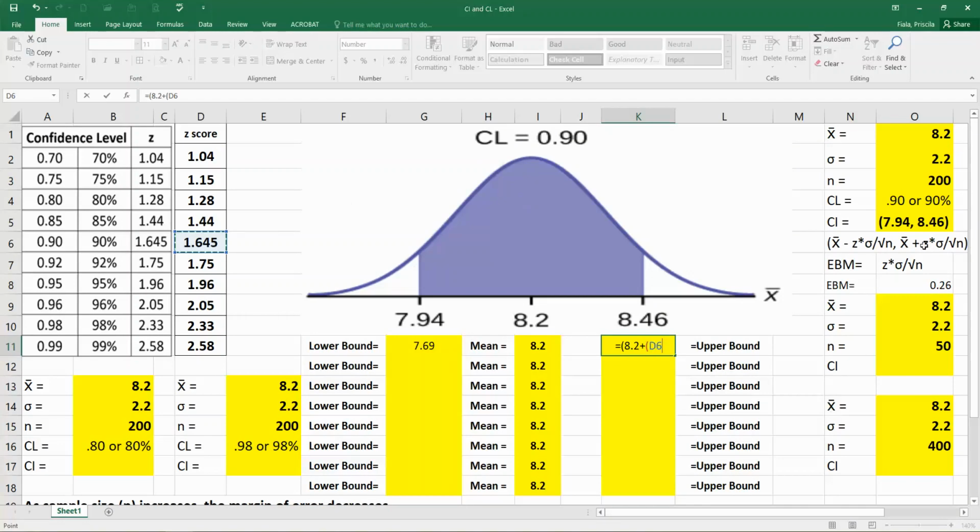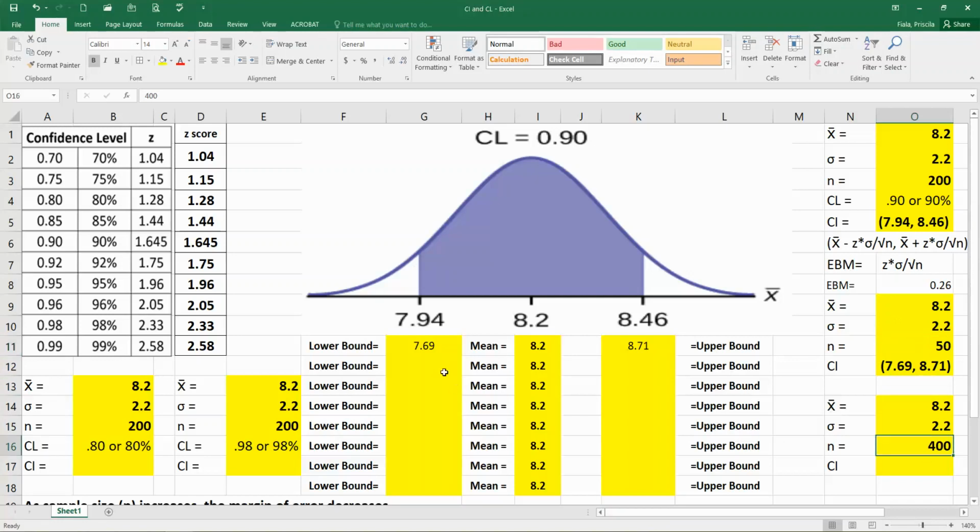I'm doing this formula right here, the upper sign, so it's plus the z-score, which is the same one, confidence level 90%, so z-score 1.645, and then times my standard deviation divided by the square root. Remember that we decreased the sample size, so we expected a higher number, and here we go. So now my confidence interval went from 7.94 to 7.69, 7.69 to 8.71. So you increase your margin of error right here as you decrease your sample.